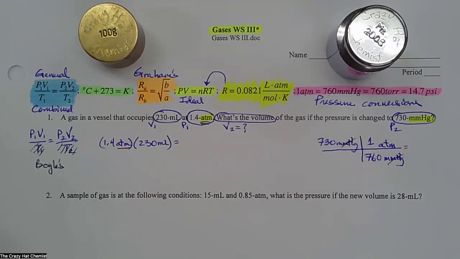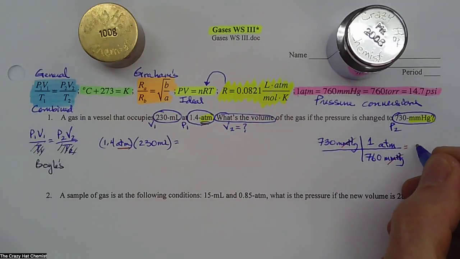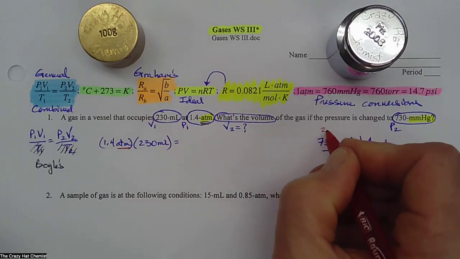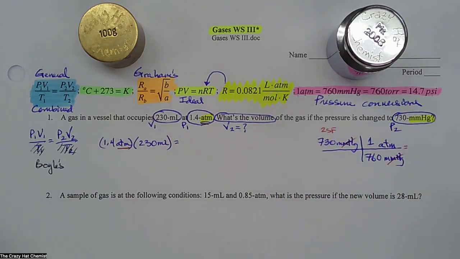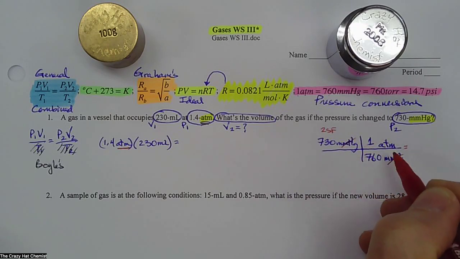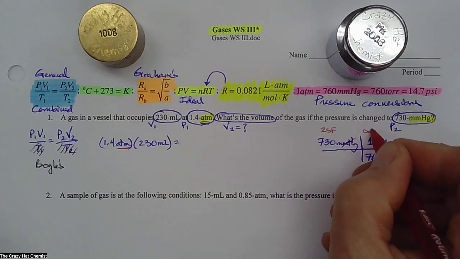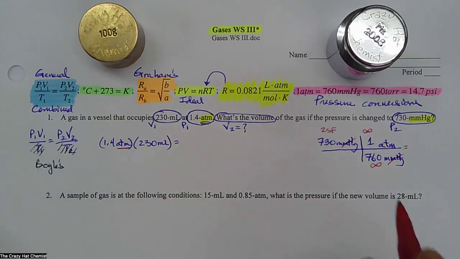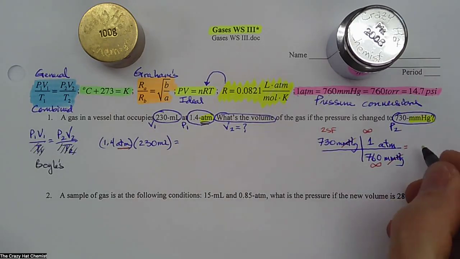Okay, and I'm going to get a number in my calculator. And first we need to look at significant figures. This number has two significant figures. All the pressures, when we are converting from one set of units to another set of units, have an infinite number of significant figures. Just like that. So I'm going to plug this into my calculator. This is the number that I'm going to get.